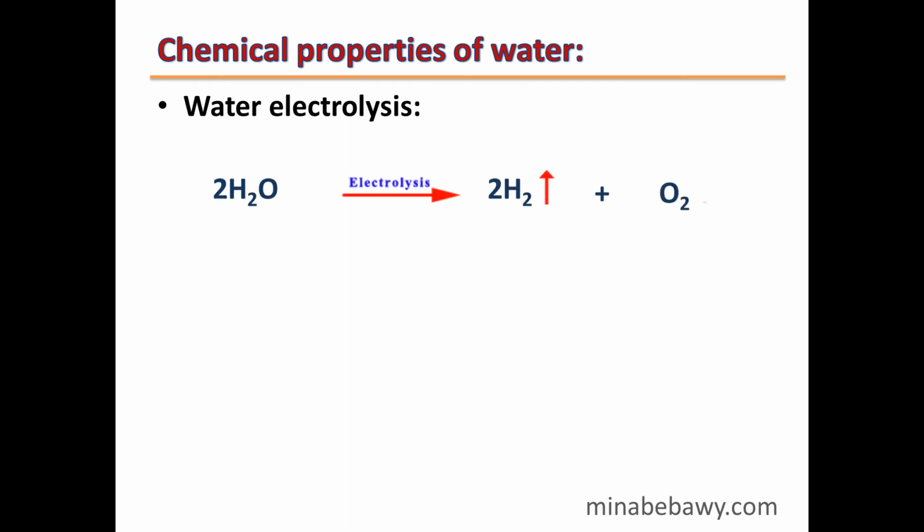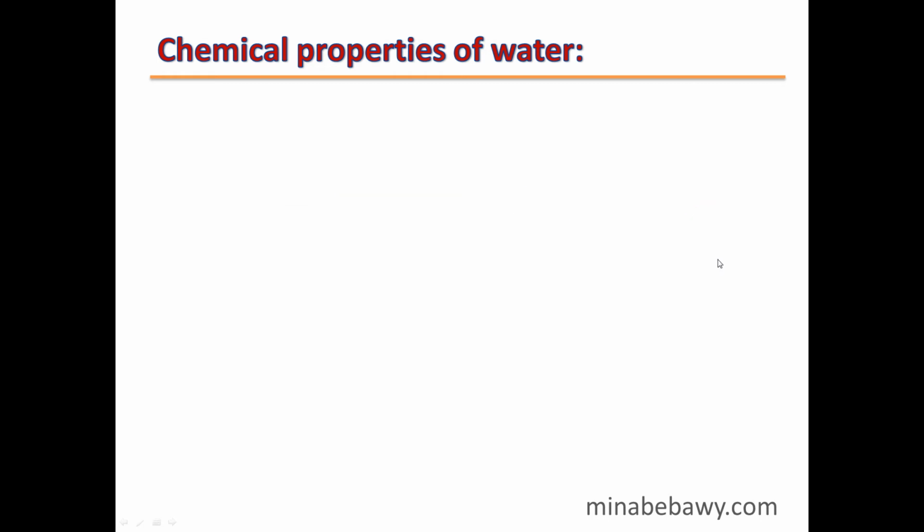Water electrolysis. Electrolysis of water means decomposition of water into its elements. As you can see, if we have two molecules of water, and by using electrolysis, water will be decomposed into two hydrogen molecules and one oxygen molecule.